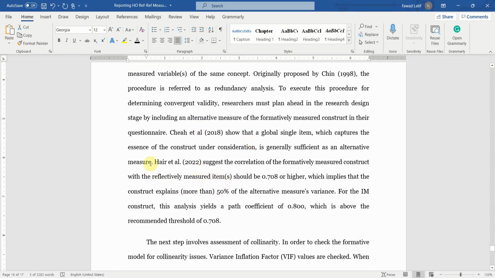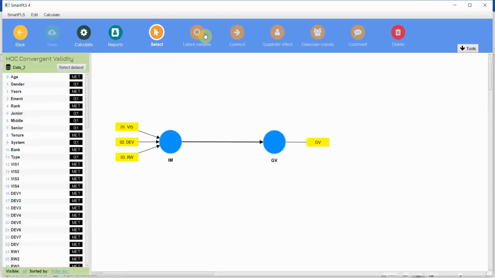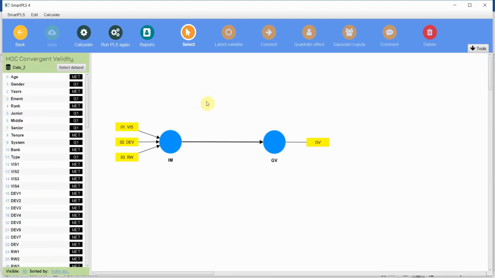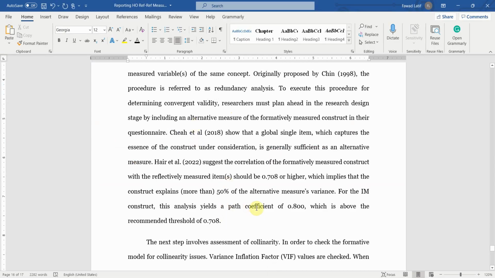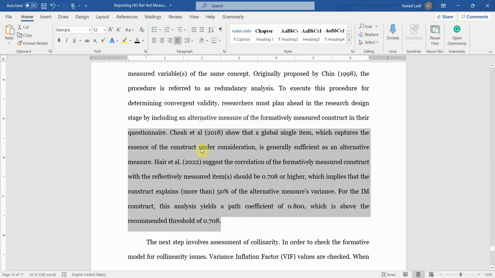Now once you have collected data on it, according to Hair et al., the correlation of the formatively measured construct with the reflectively measured item should be 0.708. This implies that the construct explains more than 50% of the alternative measure's variance. You simply need to look at the path coefficient, and if it is greater than 0.708, you do not have any issue of convergent validity for your higher order formative construct. Now how to do this? Let's look at this. We have already done this. You can have a look here. Just simply run the PLS algorithm. This is 0.800, and you can simply say that yes, it is 0.800, which is greater than 0.708. So step one is done.